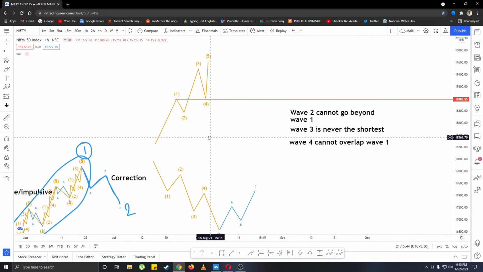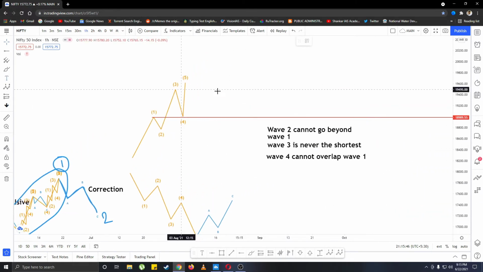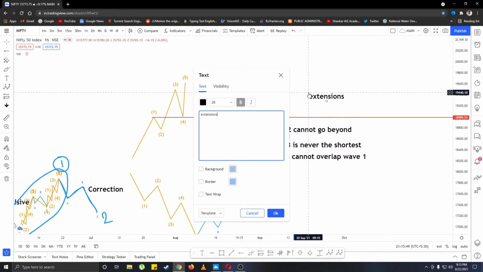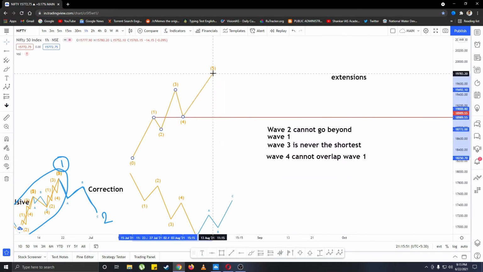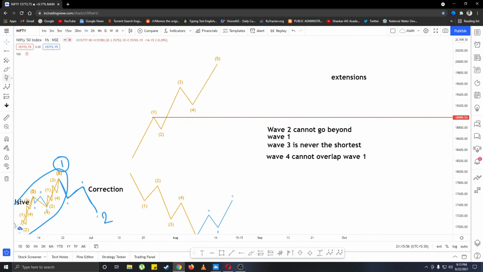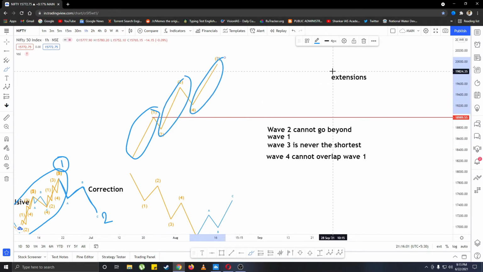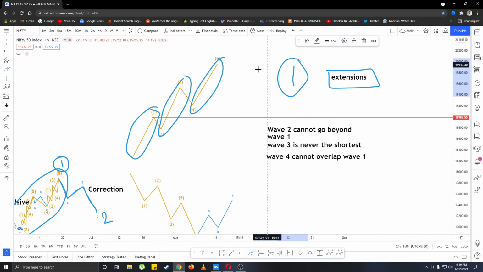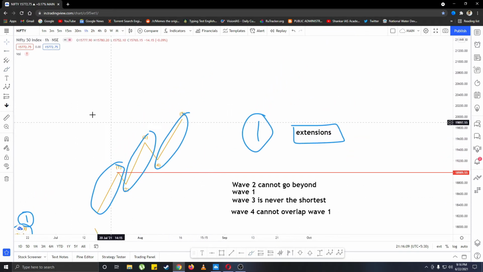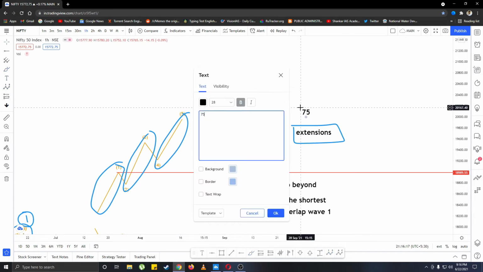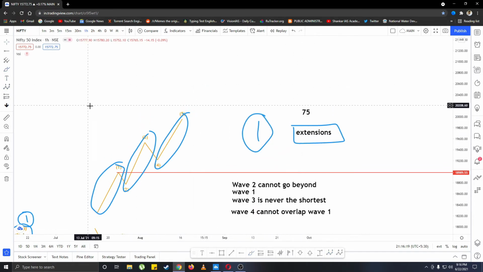Before moving ahead, I will talk about extensions as well. Extensions. Generally, in either the first wave, the third wave, or the fifth wave, which are our motive or impulsive waves, at least one of the waves is an extended wave. What that means is it is a much longer wave compared to the other two waves. And generally, I would say around 75% of the time, the extension occurs in wave 3.